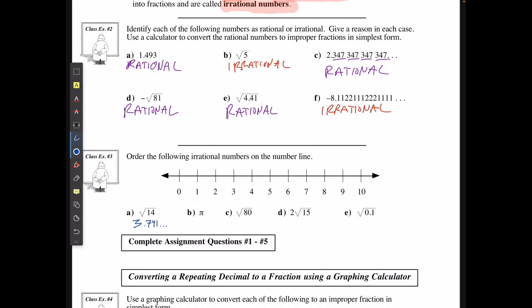If I take pi, most of us already know it. Pi is 3.14, and then it's just going to keep going. If I take the square root of 80, that's going to be 8.94, and goes on and on forever. If I plug 2 times the square root of 15 in my calculator, I get 7.74. And the square root of 0.1 is going to be 0.316.